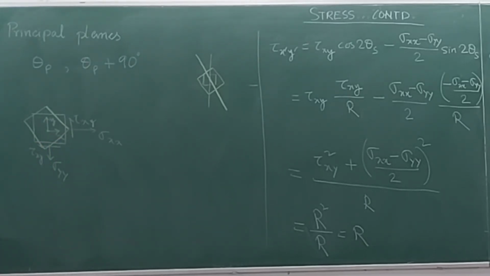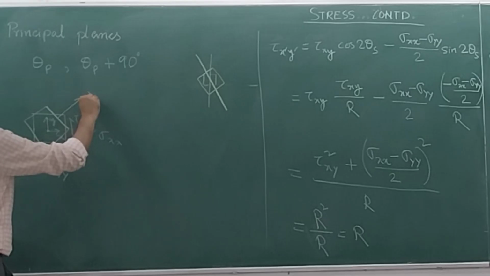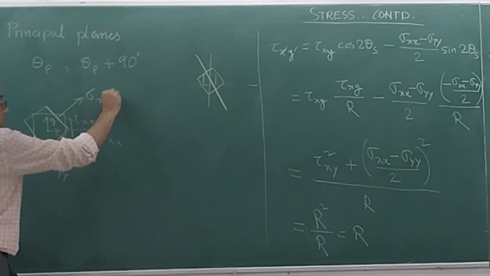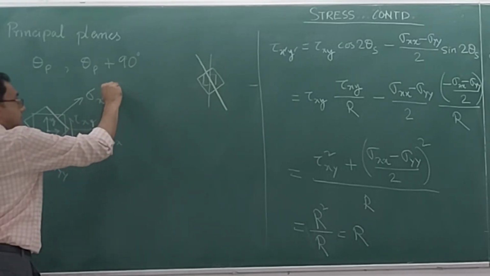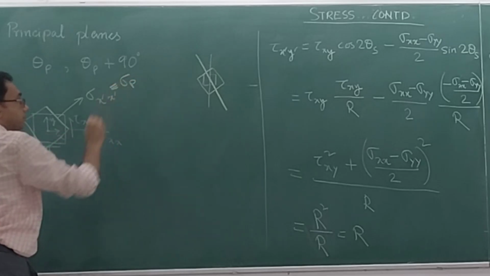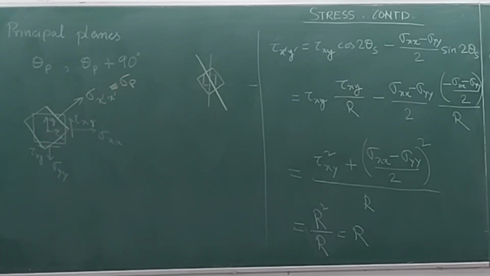Okay, on that rotated stress element, what I will have here is sigma x dash, but because there will be no shear, this itself will be equal to sigma p. For this to be sigma p, please note that the value of tau x dash y dash on this is going to be equal to 0. It is absolutely necessary.